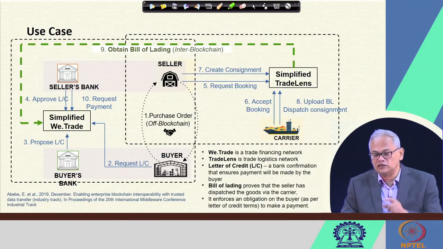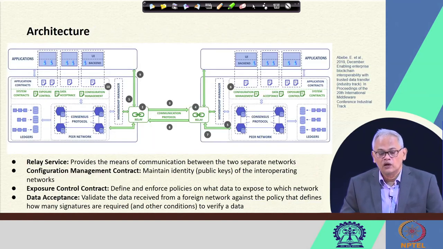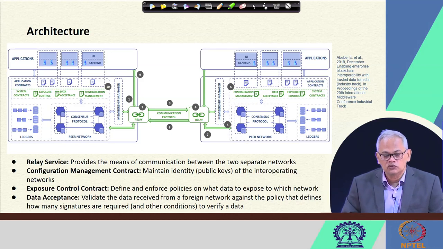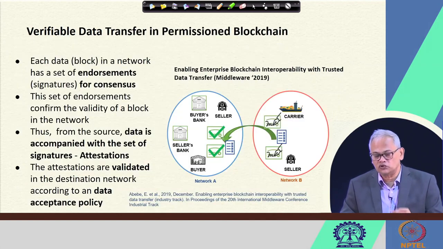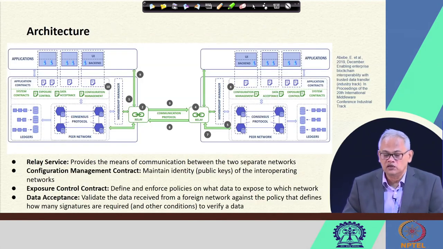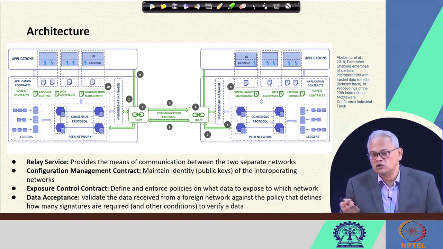Again, network B is like the simplified trade lanes, and network A is the simplified we trade. Now, how is it going to happen? We have this notion of relays, which are going to handle the communication between these two permissioned blockchains for interoperability. First of all, from the left, the final destination, shown here as network A, will make a request to network B. That goes through the relay, through this communication channel, to the relay on the right hand side, and there it has to ensure that it gets the data based on the consensus protocol, also based on this exposure control, which is shown in step 6.